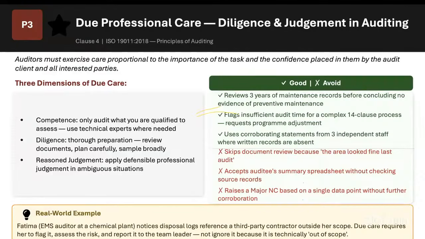And there are three dimensions to due professional care. One, there is competence. Only audit what you are qualified to assess, and use technical expertise where needed. That also has one leg with integrity. Two, diligence: thorough preparation, review documents, plan carefully, and sample broadly.